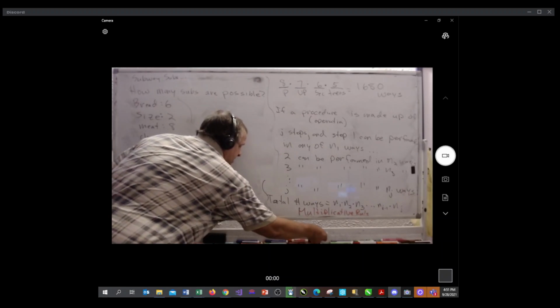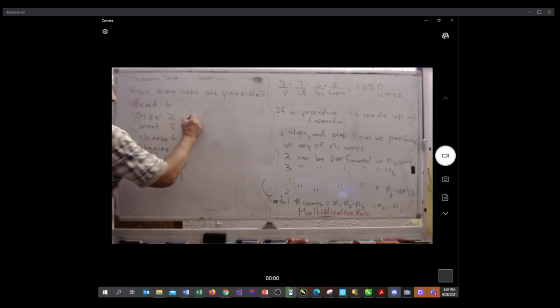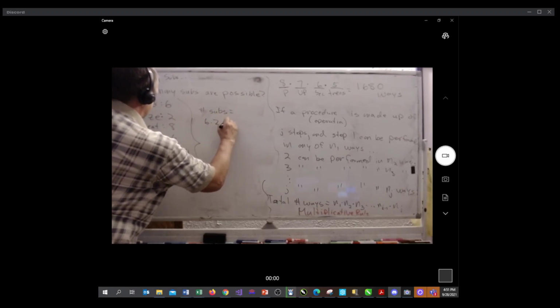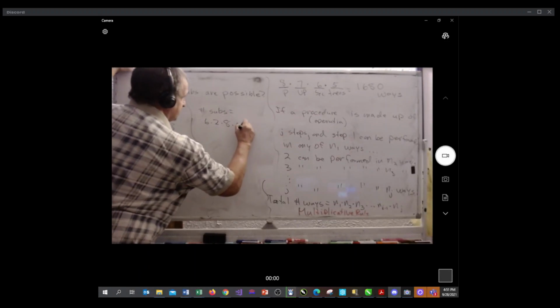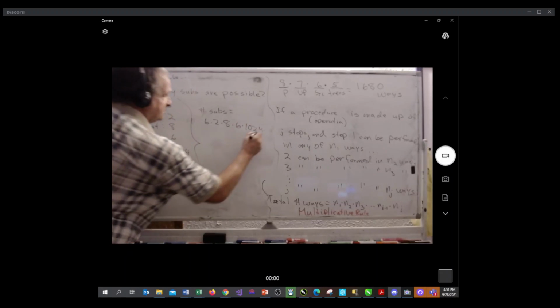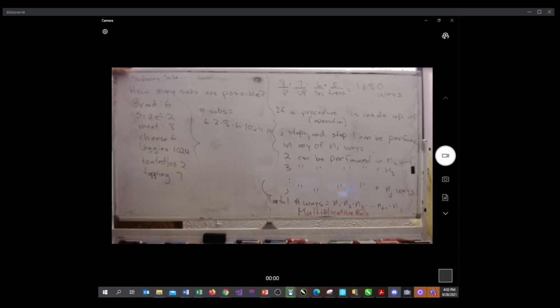So in our Subway example, it is the classic multiplicative rule that we have. The number of subs equals 6 times 2 times 8 times 6. You guys are going to have to do this on your calculators. Times 14, right? 2 times 7. I ran out of room. It's going to be a big number. It's going to be in the millions probably.